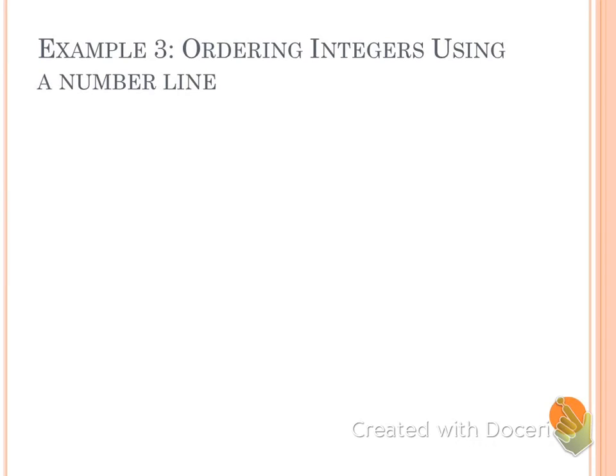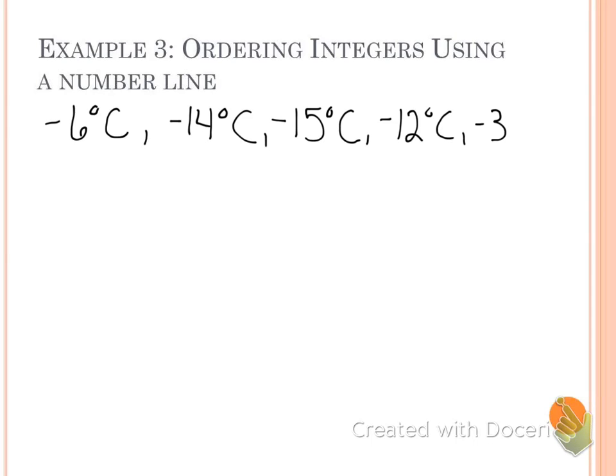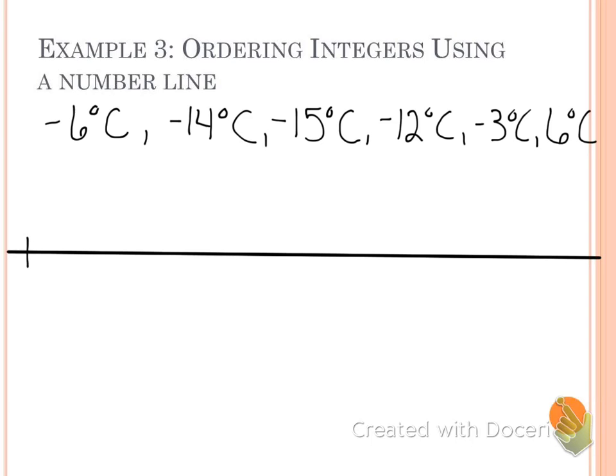All right, now in example 3, we're ordering integers using a number line. It gives us integers in terms of degrees. I don't know if you have any just like this on your homework, but you might see just ordering. Actually, you will on your homework tonight. It won't be degrees, but it will be just integers. So what if we had these integers: negative 6 degrees Celsius, negative 14, negative 15, negative 12, negative 3, and 6. And it says graph these on a number line.